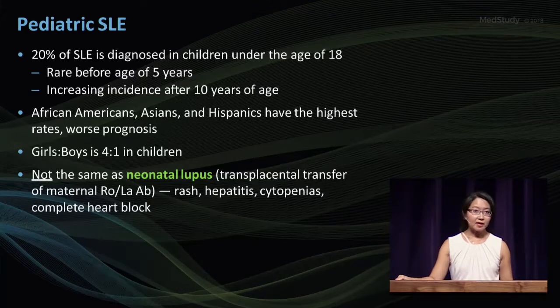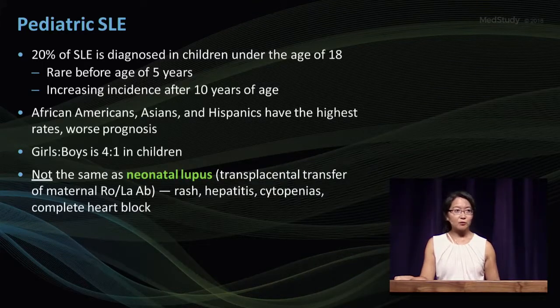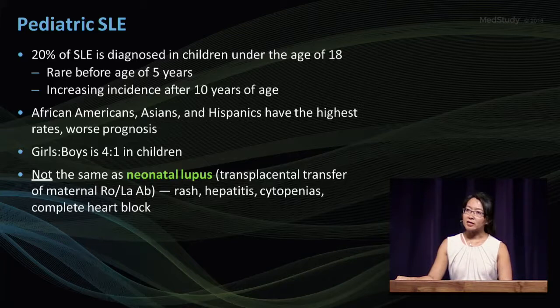All right, now we're leaving vasculitis and entering into the realm of lupus. Lupus is actually one of my favorite topics because I do research in lupus. About 20% of lupus is actually diagnosed in children under the age of 18. It's rare before the age of 5, and the incidence actually increases around puberty. It's related to the estrogen and the hormonal changes that these girls go through.